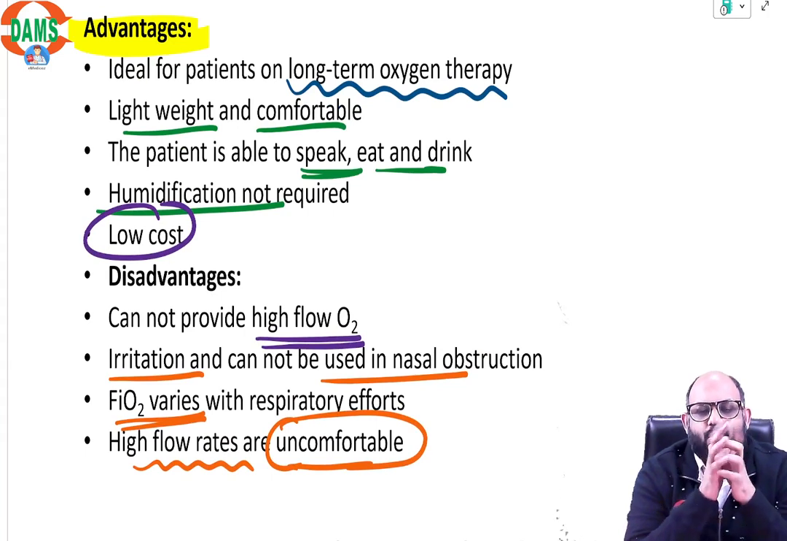Right? Advantages and disadvantages of nasal cannula.